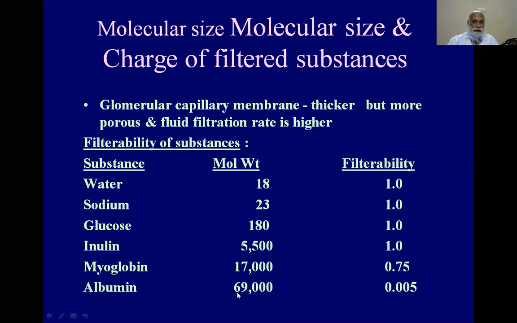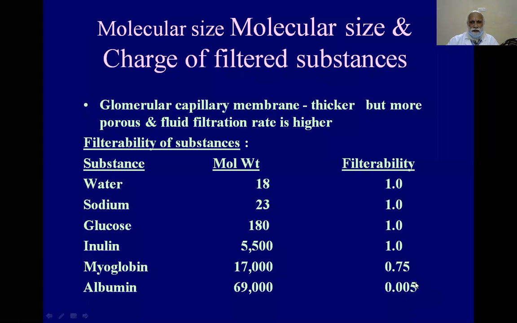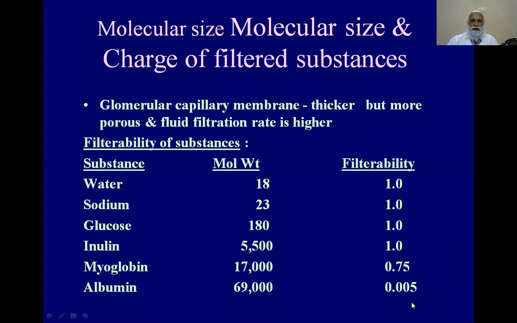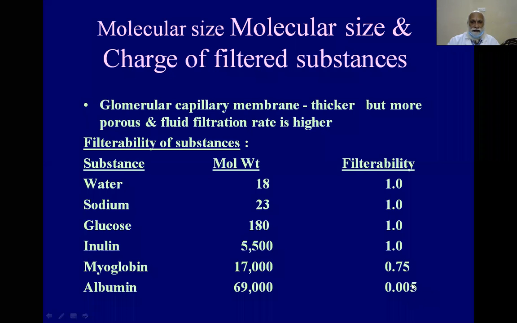Albumin is further bigger. This is almost at the borderline size. Usually, it does not come into the filtrate, though a small amount may leak. If at all a small amount leaks, it makes 0.005 filterability, that's 0.5%, very small. So you can see various substances, their molecular weights, and their filterability. As the molecular size increases, filterability decreases.